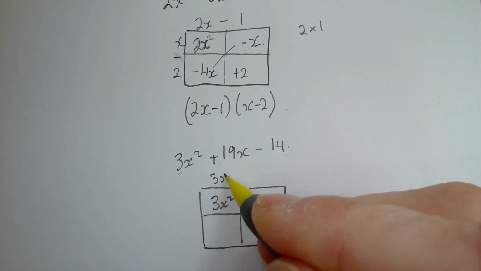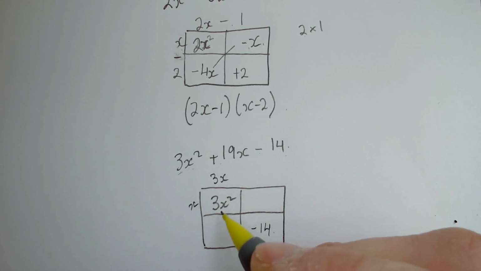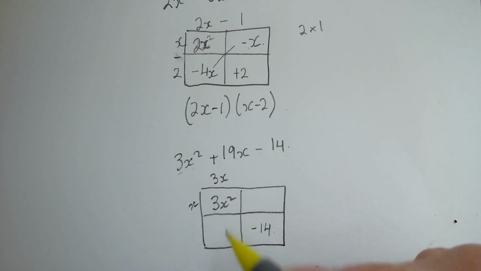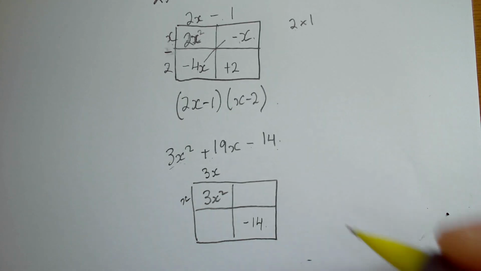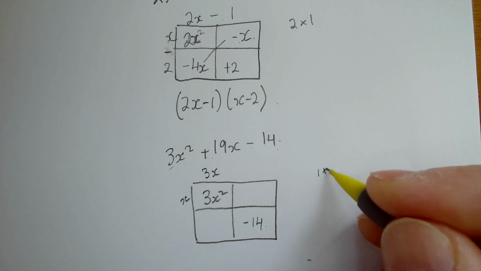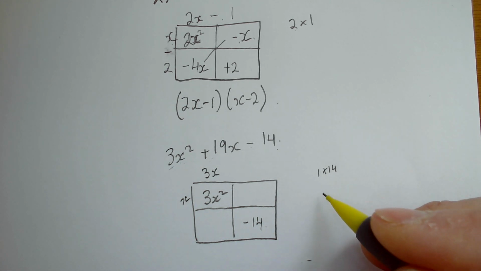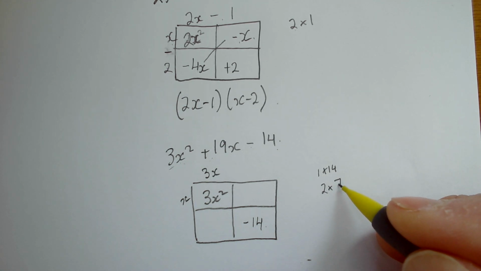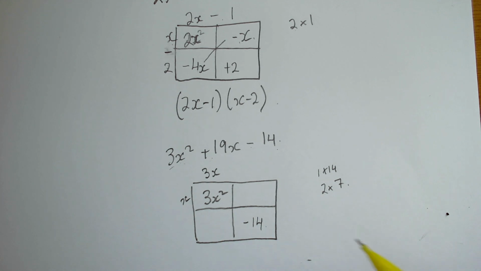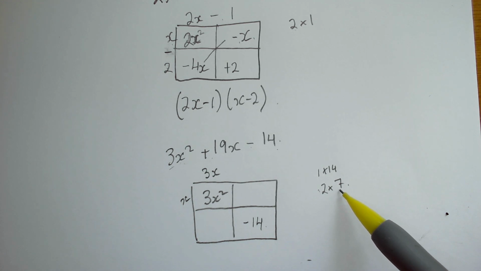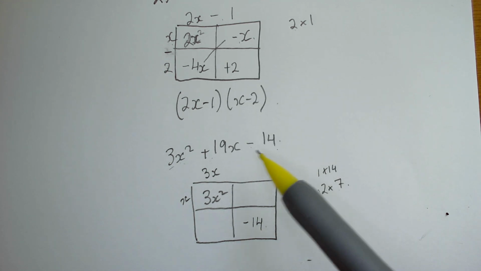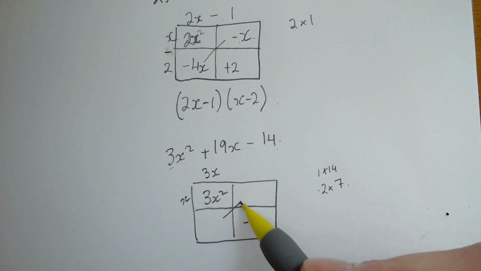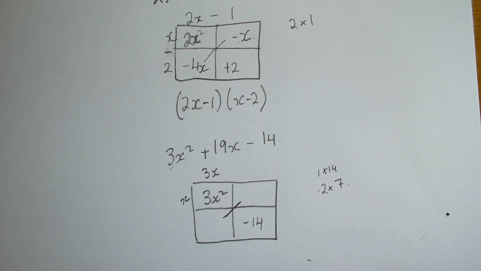So 3x times x is of course going to give us 3x squared. Now, what are the factors of 14? Well, the factors of 14 are 1 times 14 and 2 times 7, okay? Now, we know that we want to get minus 14, so one of these is going to have to be minus and one of these is going to have to be plus, okay? And we want to get a plus 19x when we add across the grid here, okay?